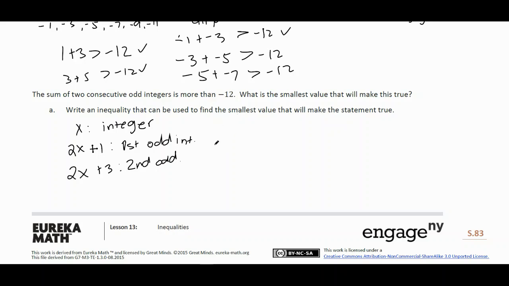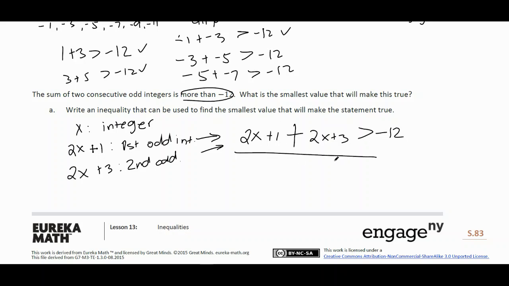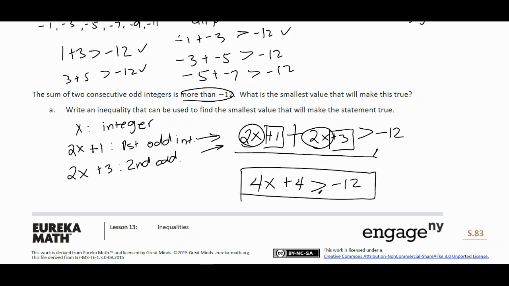All right. So it means we're going to add both of these. So we're going to have 2x plus 1 plus 2x plus 3. Of course, we are pertaining to more than negative 12, so greater than negative 12. But we are not yet done there. So we can combine 2x and 2x, wherein that will be 4x. 1 plus positive 3 is a positive 4, is greater than negative 12. So that is our inequality.